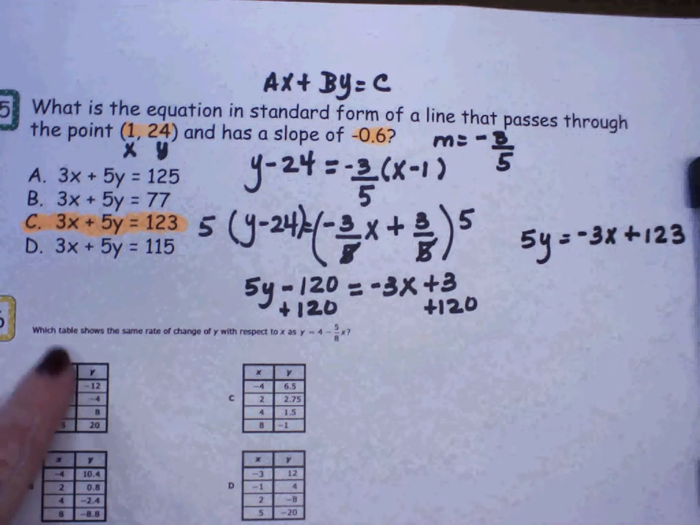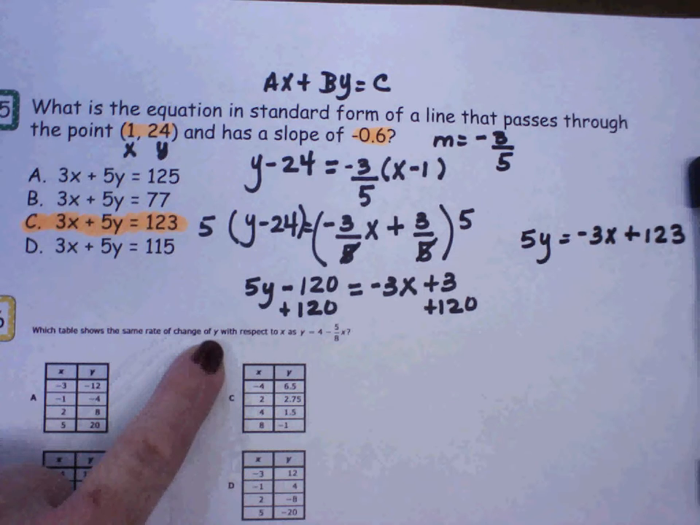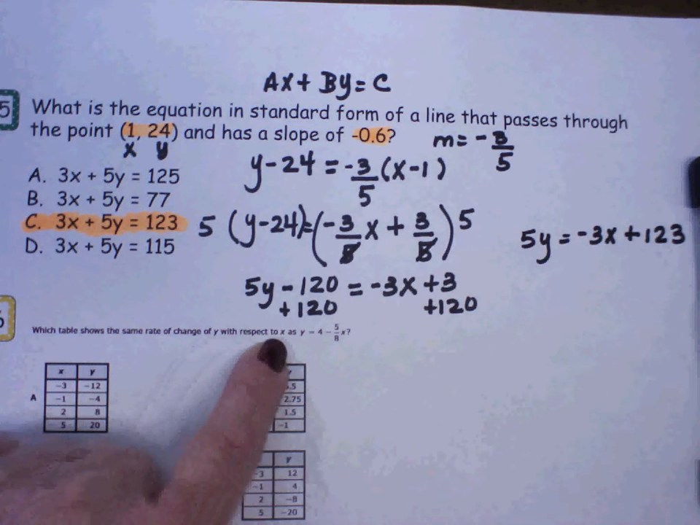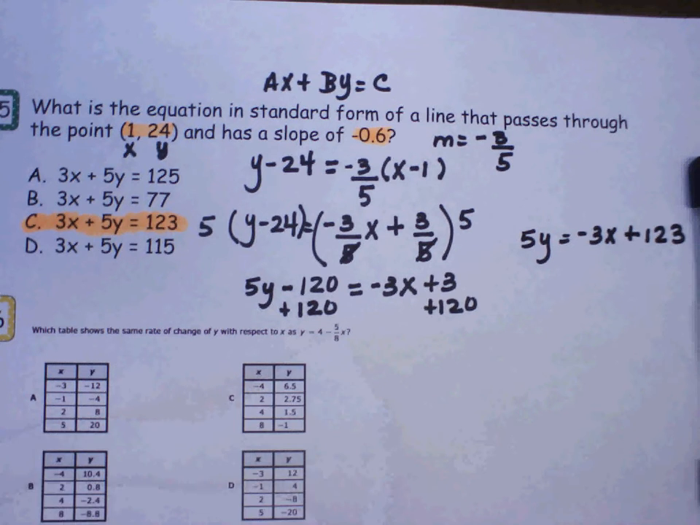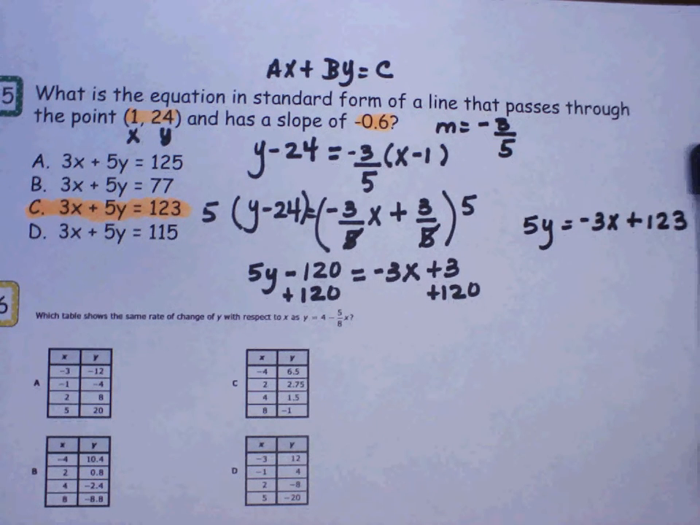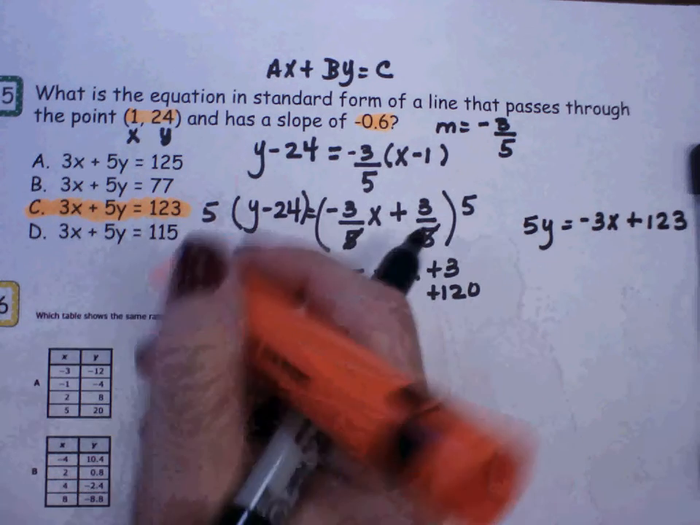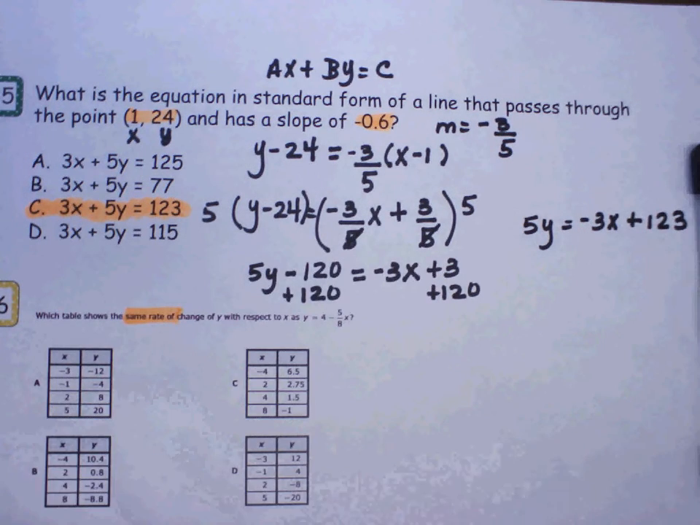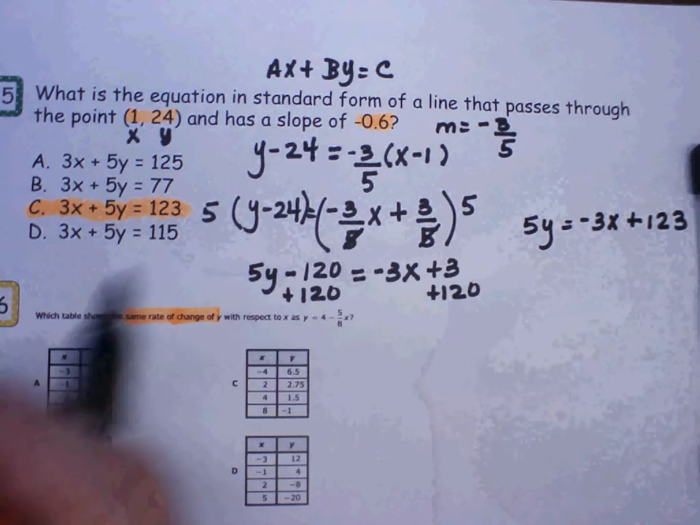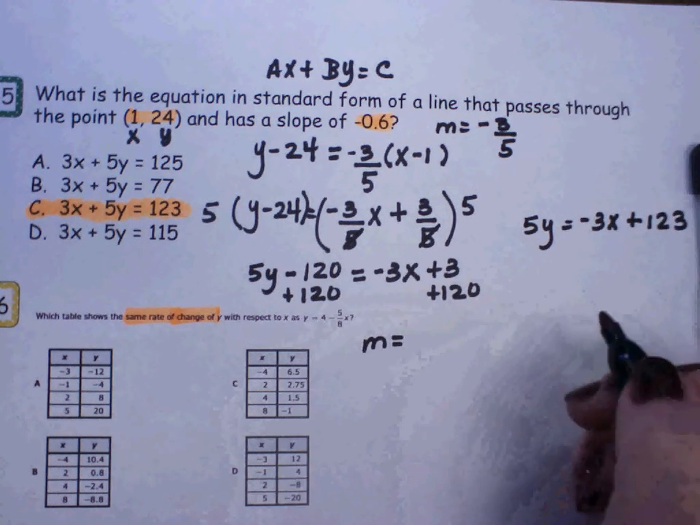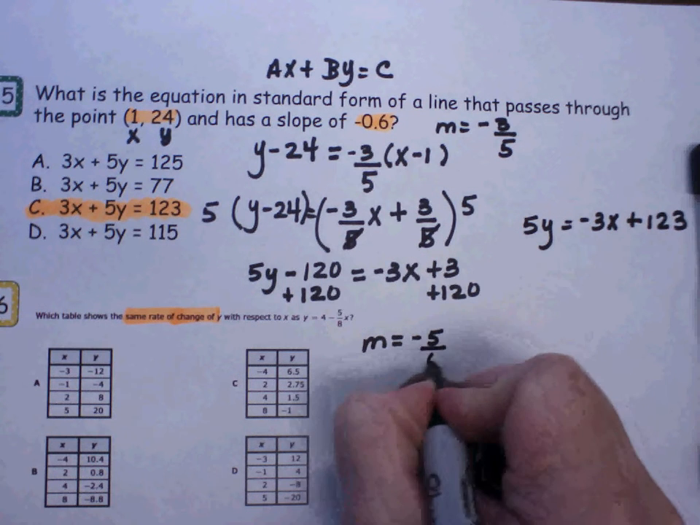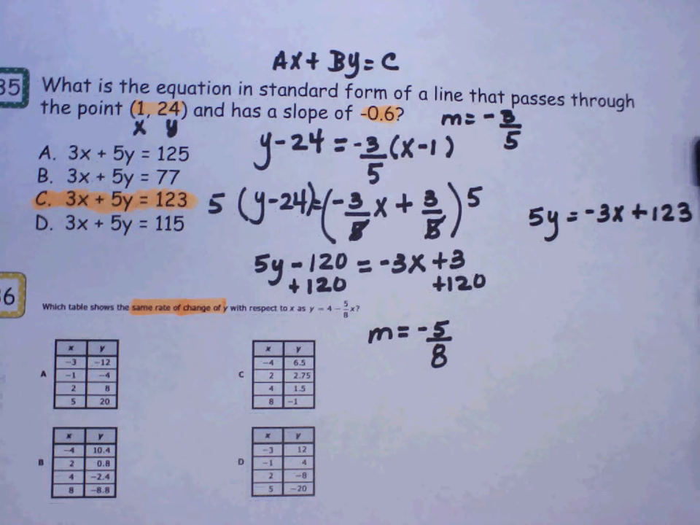Alright, which table shows the same rate of change of y with respect to x as y equals 4 minus 5/8x? So what is it asking you to do? Which one has a what? The same rate of change, which would be what? The same slope. Very good. So what is the slope of that line? Negative 5/8. Not 3, not 5/8. Negative 5/8. And then what are we doing for this ones?